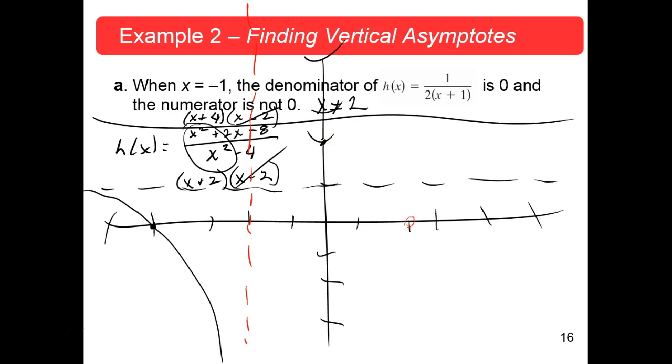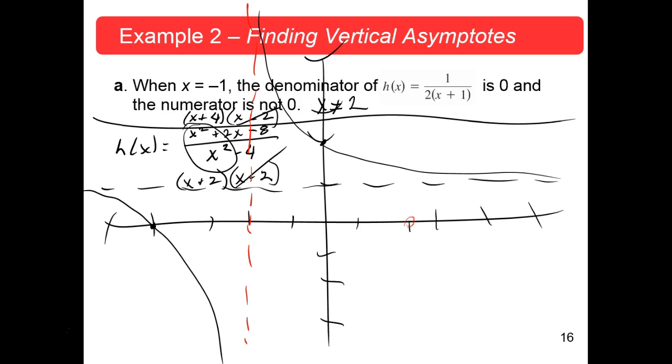Guess what? We know where this is going. It's got to be going up this way for this one and down this way for that. Hey, didn't have to do a single test point. Just your intercepts on this problem. It won't always happen this way.